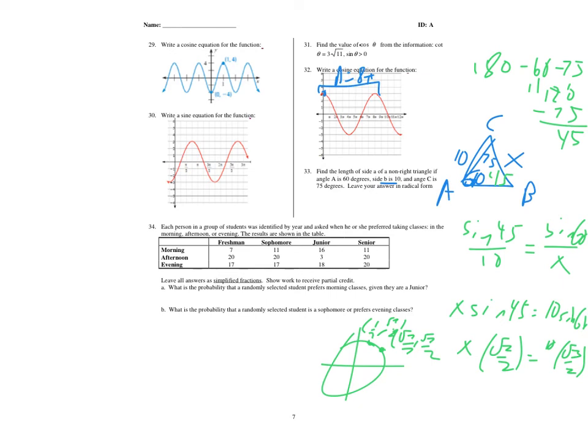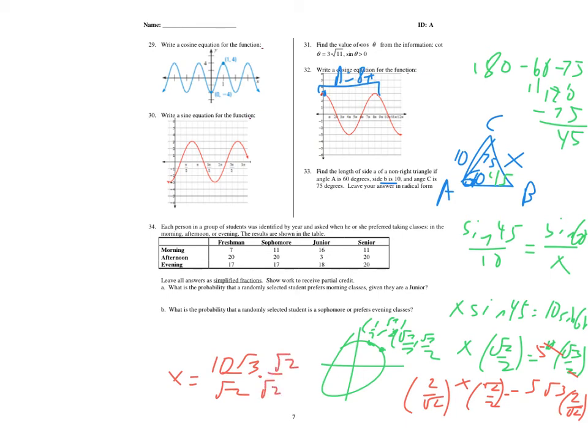Okay, so let's simplify this. I'm going to call this 5 rad 3 equals x times rad 2 over 2. And then we'll multiply by 2 over rad 2, the reciprocal there. And so I get x equals 10 rad 3 over rad 2. And if it was free response, you could leave it like that. If you wanted to rationalize it, you would multiply by rad 2 over rad 2, which would be 10 rad 6 over a regular 2, which would just be 5 rad 6. But once again, I would accept that one as well.